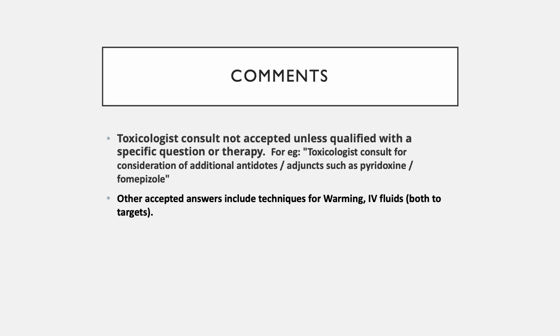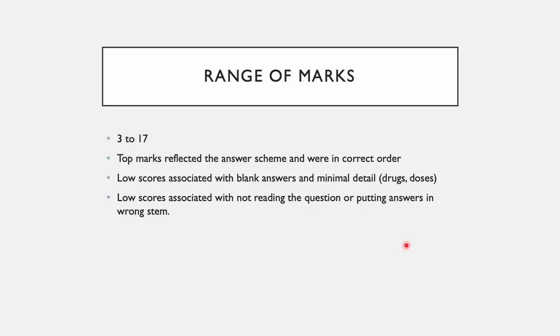And the next question we'll talk about is the range of marks. There was a broad range between 3 to 17, and the top marks reflected the answer scheme and were in correct order. Low scores were associated with blank answers and minimal detail. Lower scores were also associated with not reading the question, putting down answers in the wrong stem, for example, and things like that.